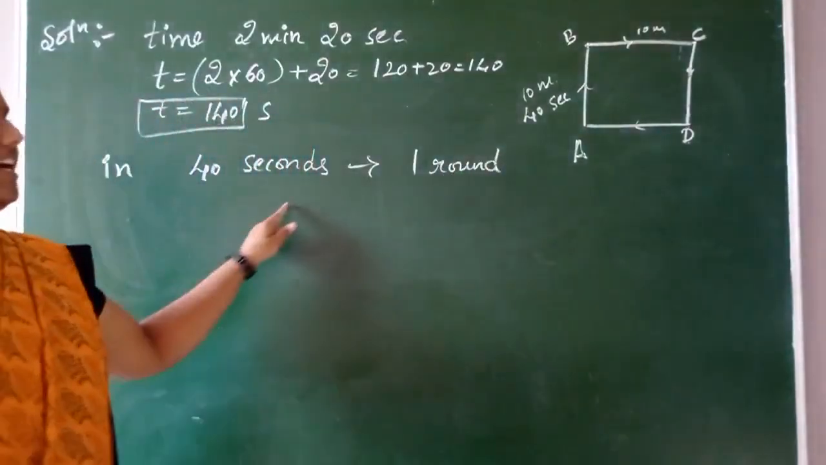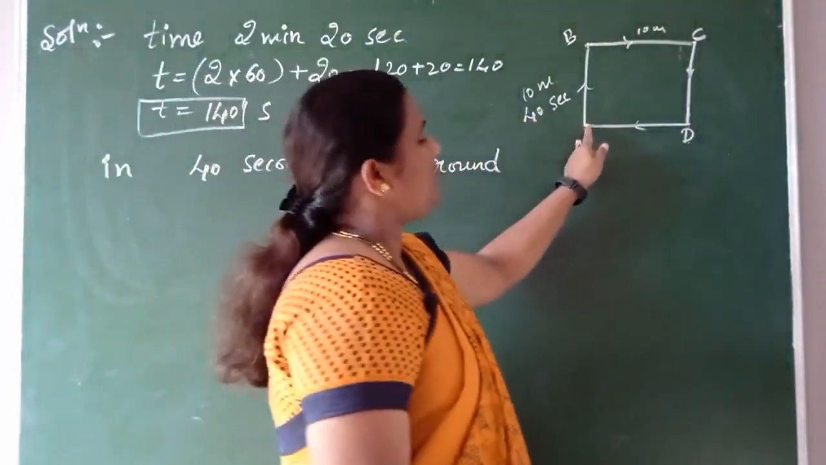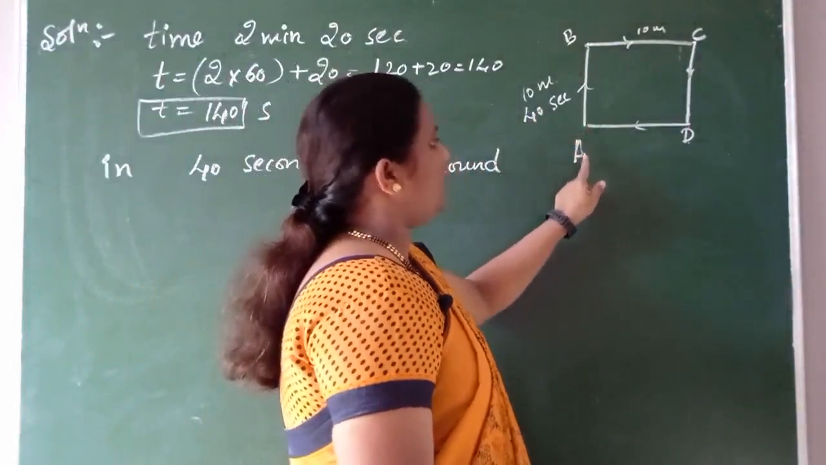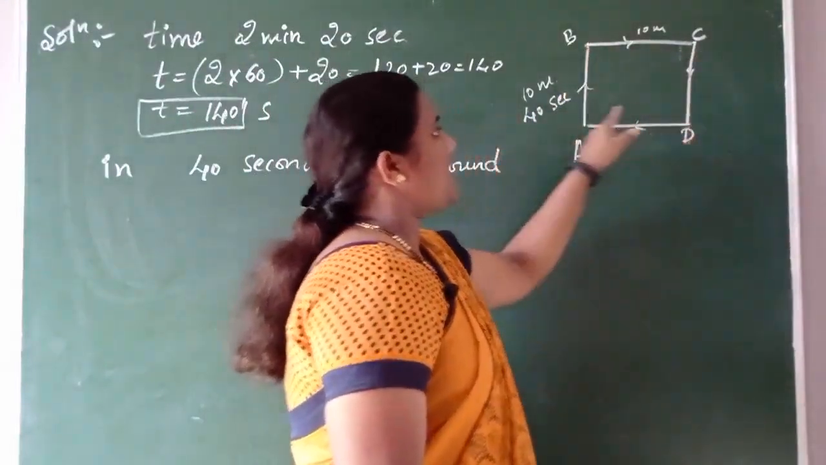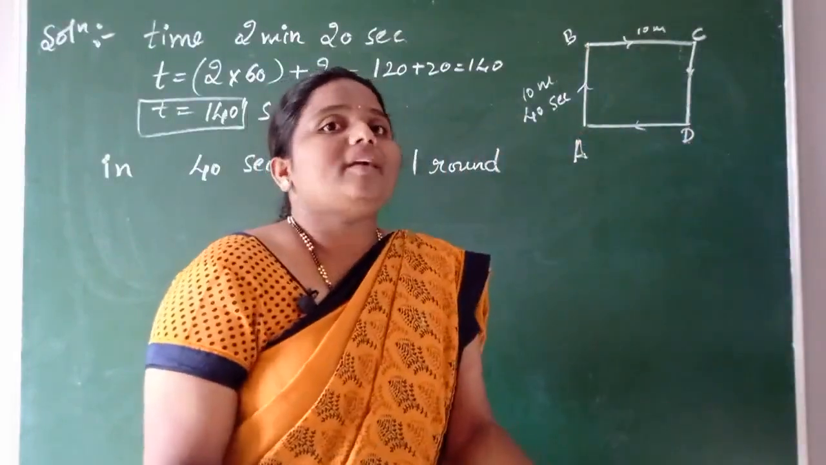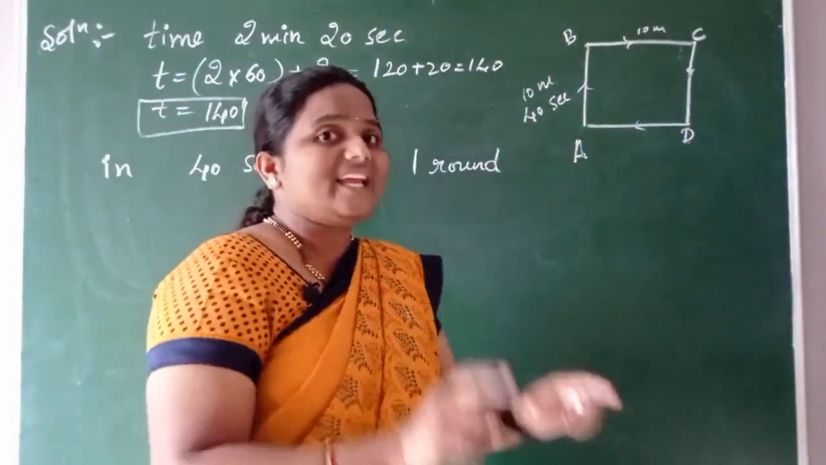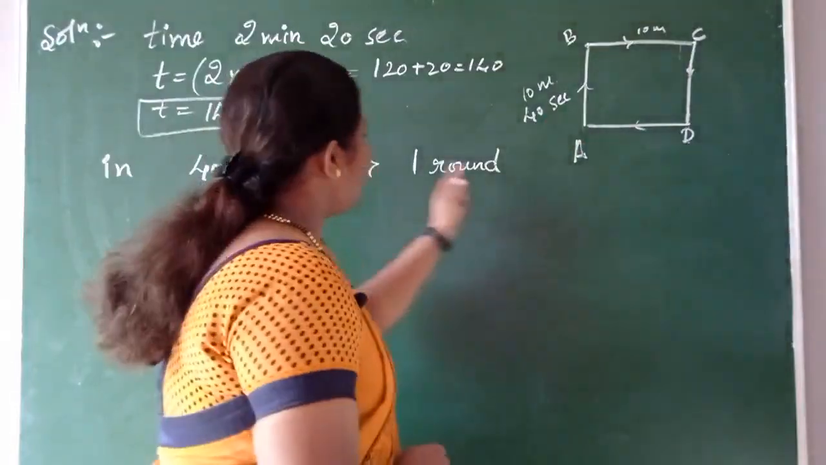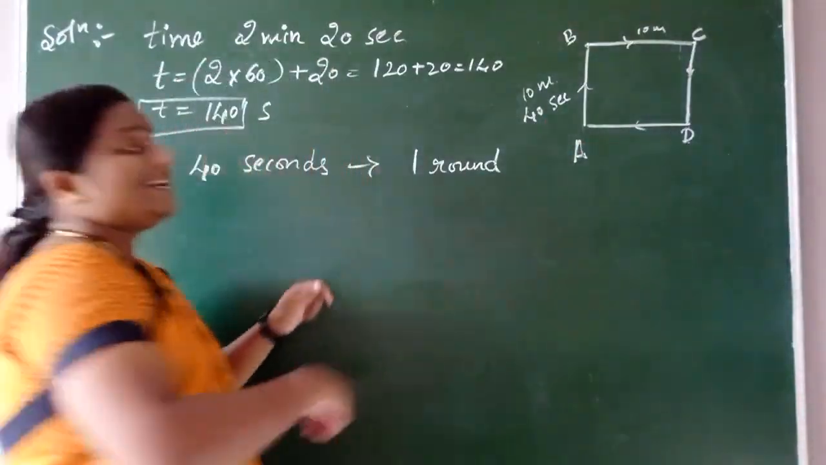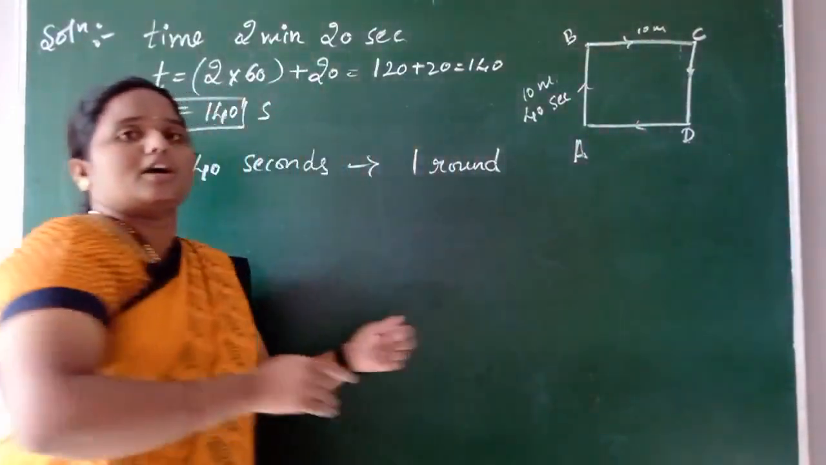Isn't it? In 40 seconds he is completing, means this farmer is moving from point A to B, B to C, and C to D, and then D to E. This is one complete rotation he is making in how much time? In 40 seconds. Then in 140 seconds, how many rounds he will make is our question.